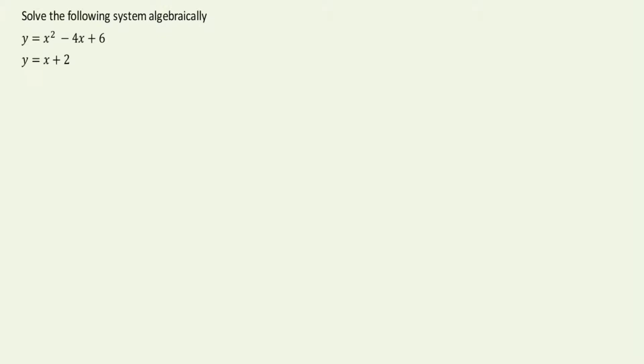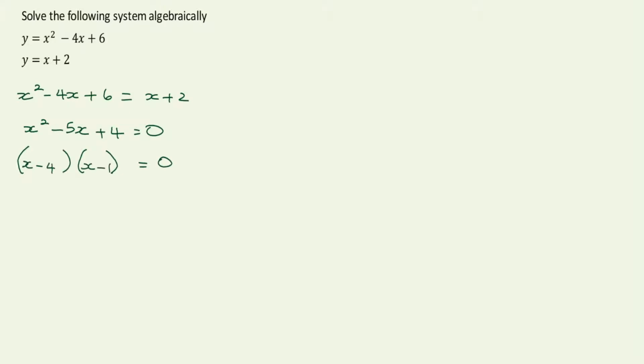So the first thing we're going to do is look at the forms, then the desired form. So we have x squared minus 4x plus 6 equals x plus 2. So we're going to group common terms together. We have x squared minus 5x plus 4 equals 0. So now we're going to solve this quadratic equation. We start by factoring it. So we have x minus 4, x minus 1.